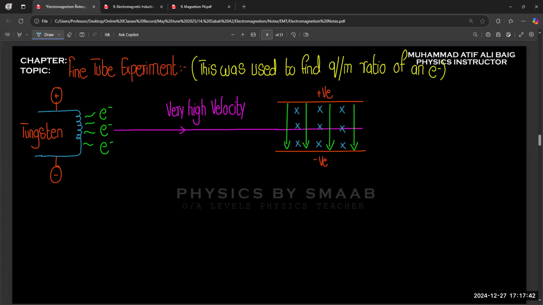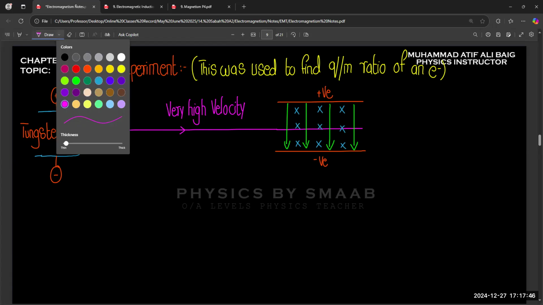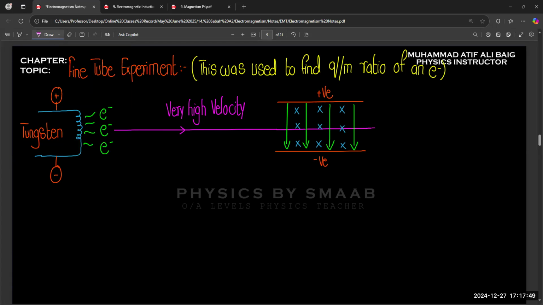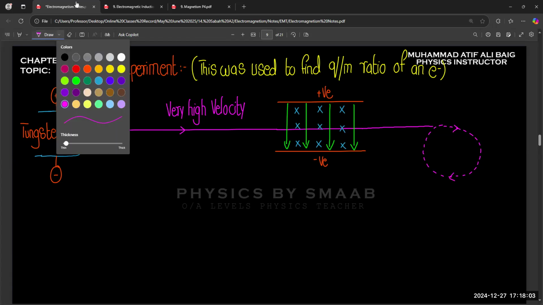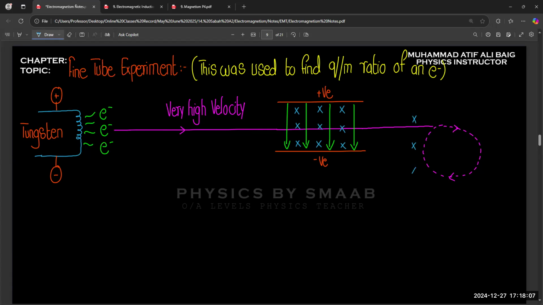And further, it travels in the forward direction still. And then it starts to again make that circular path because of the magnetic field. Because in the last case we are using only the magnetic field like this. So the magnetic field is the reason why it turns around again.